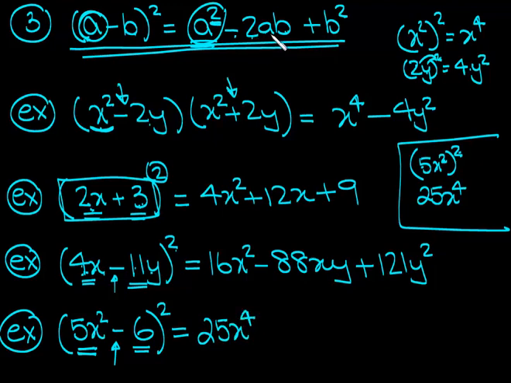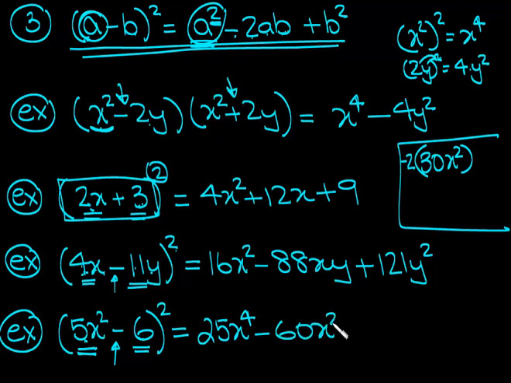Then in the middle you get negative 2 times ab. So let's multiply ab. ab is the product of the first and the second term of the binomial. So let's multiply these two. I'll just do the work on the side so you guys can see that. So 5x squared times 6 is 30x squared. And then you multiply this by negative 2, because that's what I have in the front. So I get minus 60x squared. And then we take the square of the second term. What's the square of 6? 6 times 6 is 36.